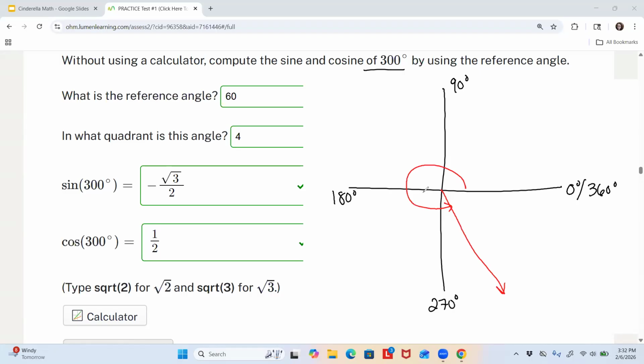This angle is 300. What quadrant? 1, 2, 3, 4. We're in quadrant 4, so that's this right here. What quadrant is this angle? And then they're asking for a reference angle.